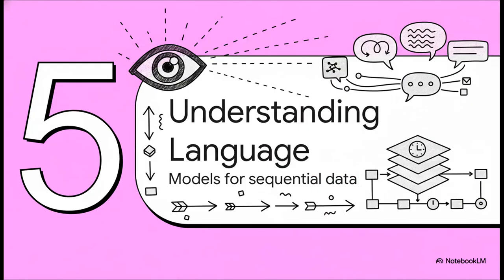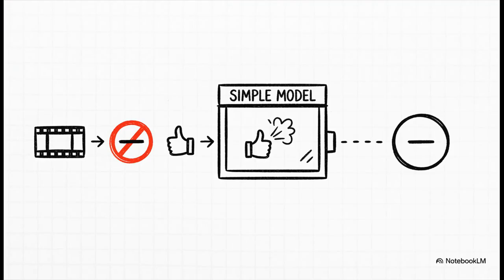So, we've figured out how to give machines sight. But what about language? Words aren't just a jumble of pixels. Their order is absolutely everything. I mean, dog bites man is a very different story from man bites dog. This is the unique challenge of what we call sequential data. This example from the source just perfectly captures the issue.